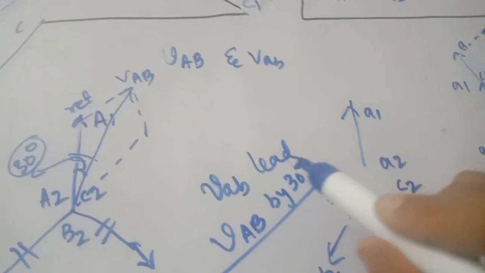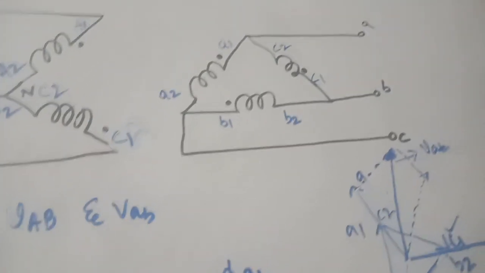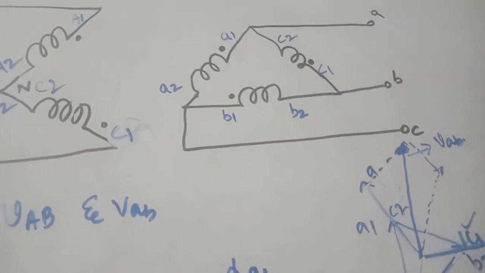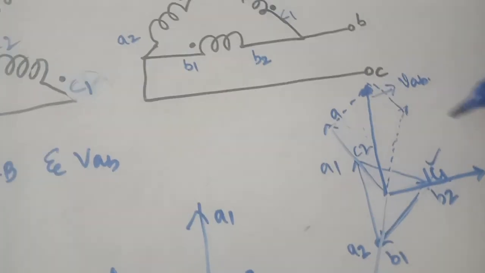That is the point. So while drawing this star delta vector diagram, you have to be careful like this.